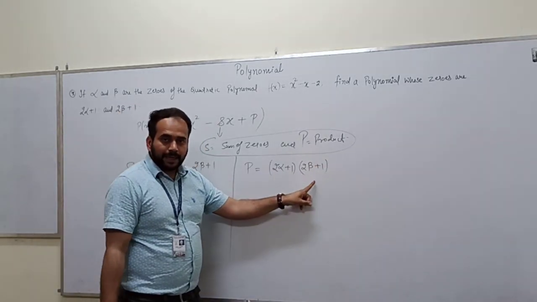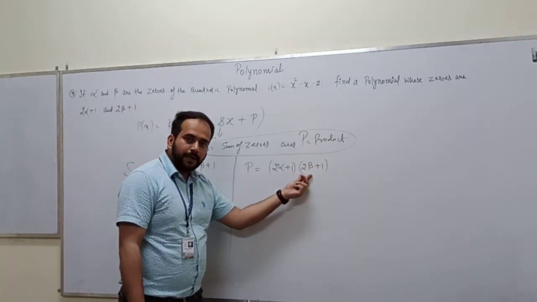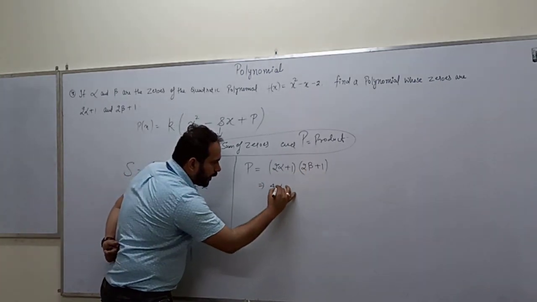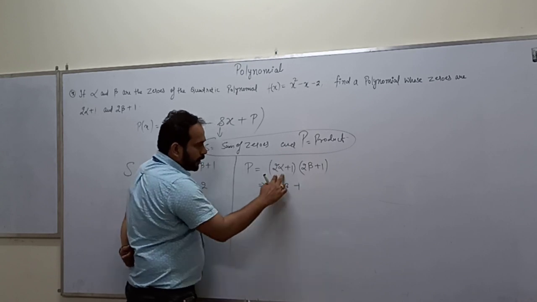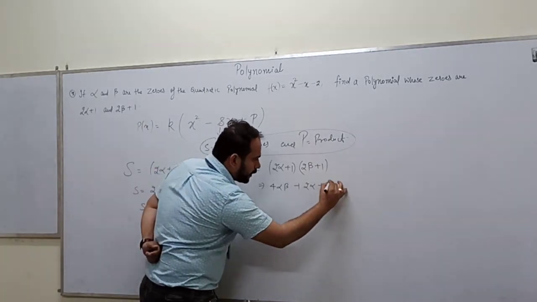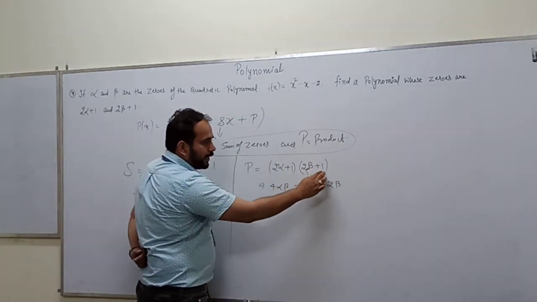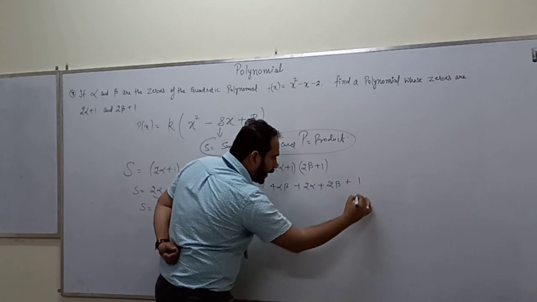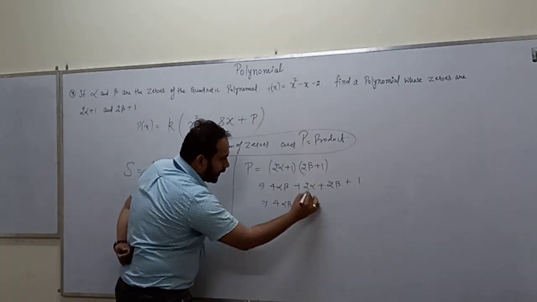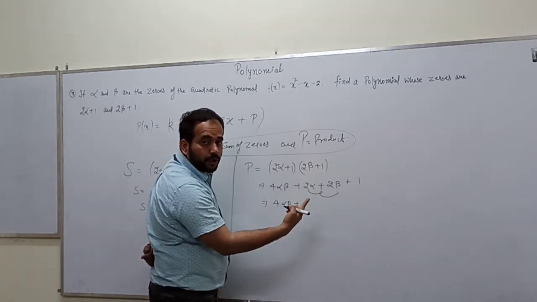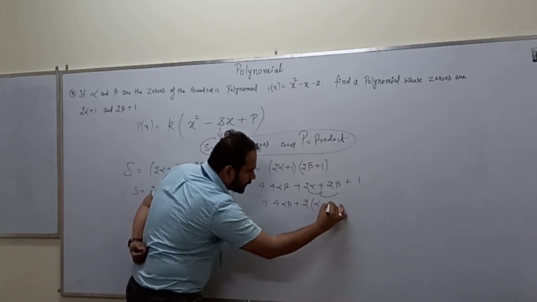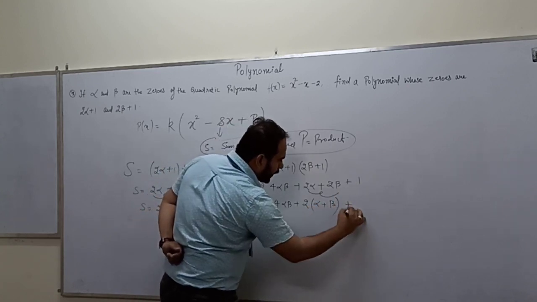Now I have to multiply these terms. 2 alpha multiplied by 2 beta will be equal to 4 alpha beta, plus 2 alpha into 1, 2 alpha, plus 1 into 2 beta, 2 beta, and lastly 1 into 1 will be equal to 1, which means 4 alpha beta plus, again from these two terms we can take what common? We can take 2 as common. I'll get alpha plus beta, and the last term is plus 1.